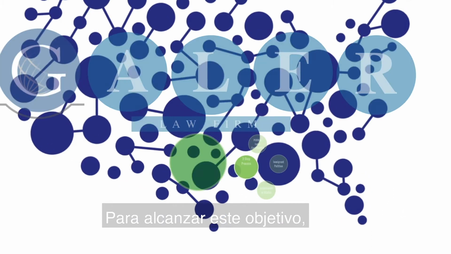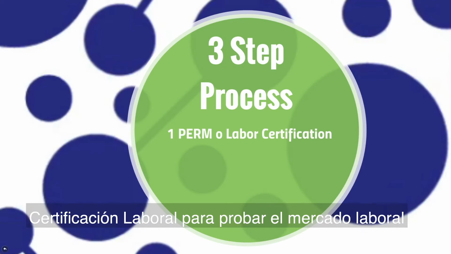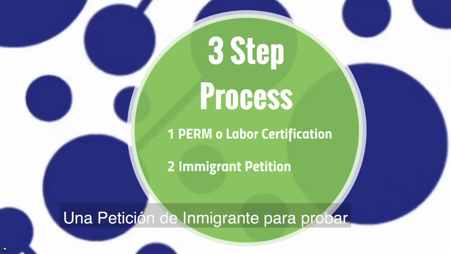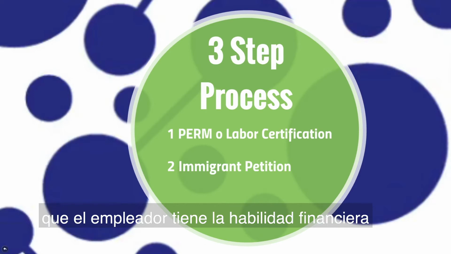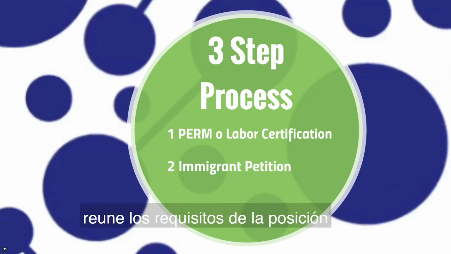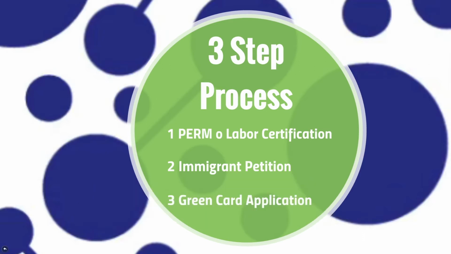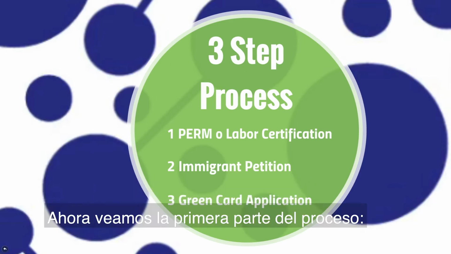To accomplish this objective, the government divided this process into 3 different steps. Labor certification to test the labor market. An immigrant petition to prove that the employer has the financial ability to pay the salary and that the employee has the requirements of the position. The request of the green card made by the foreign worker. Now let's see the first part of the process.